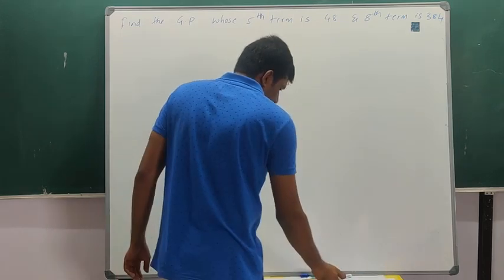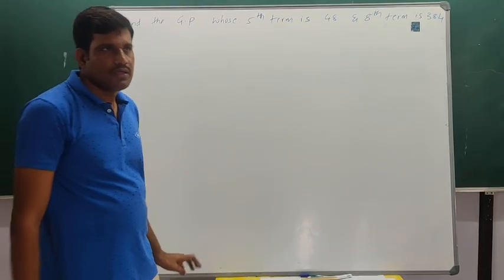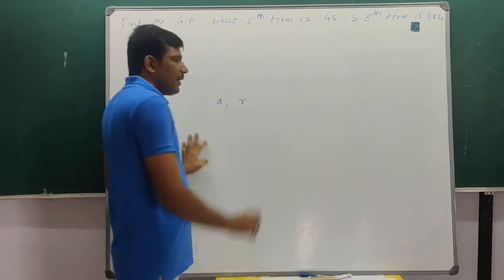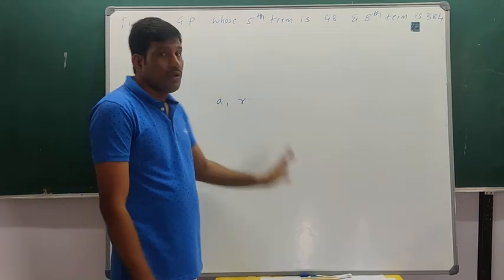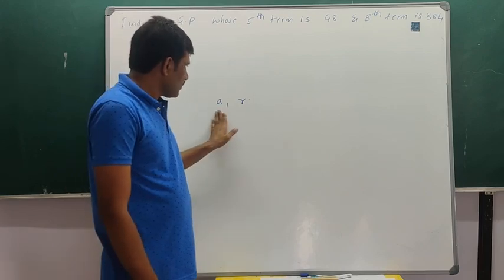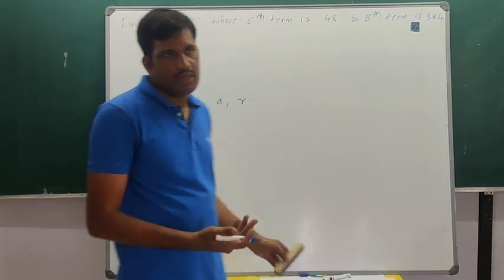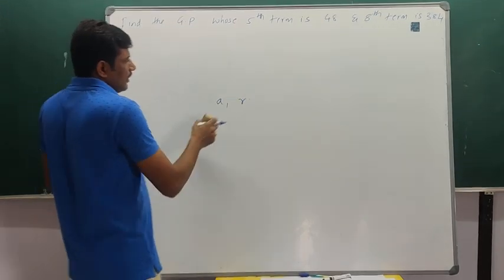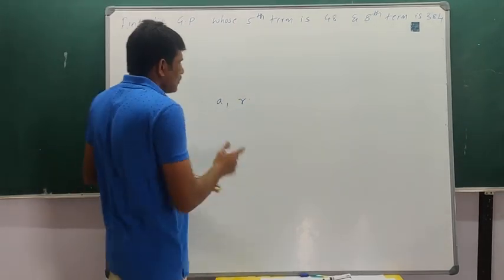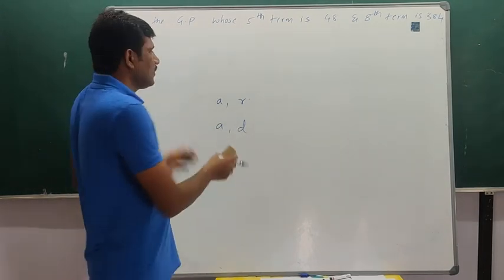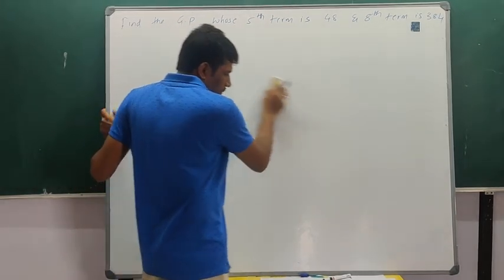In order to find the GP, the two parameters we are going to find are A and R, that is the first term and common ratio. If we know the first term and common ratio, we can find the GP very easily. So the parameters in GP are A and R, and the parameters in AP are A and D.